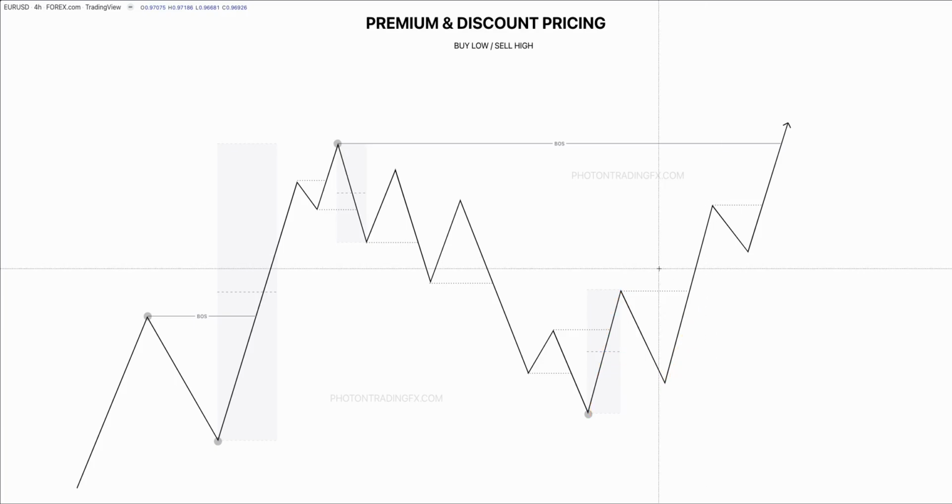Now, again, you don't have to have it in your plan that price has to be in the discount of the swing or of the internal. It's just another tool to help you increase the probability of where those turning points are most likely going to form, okay?